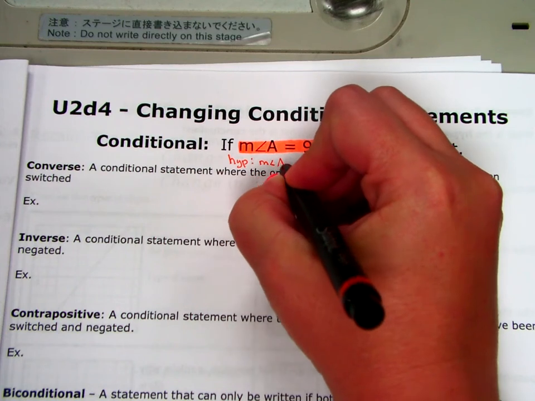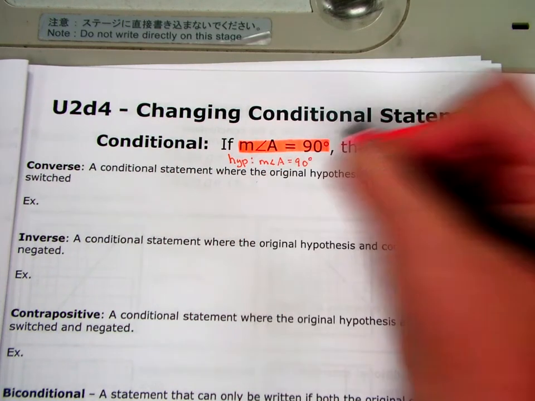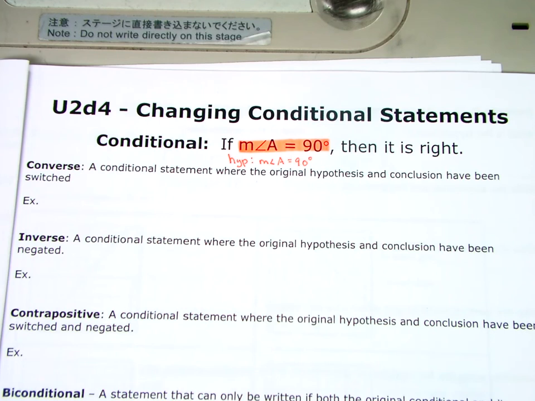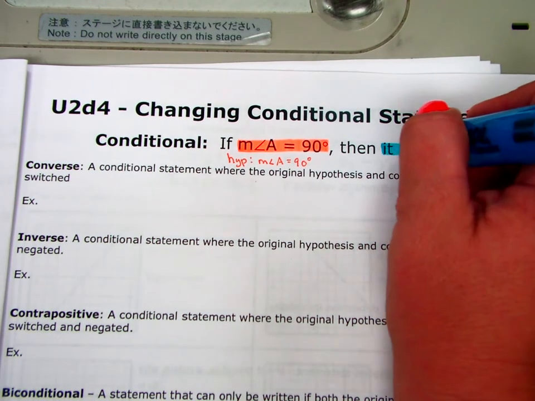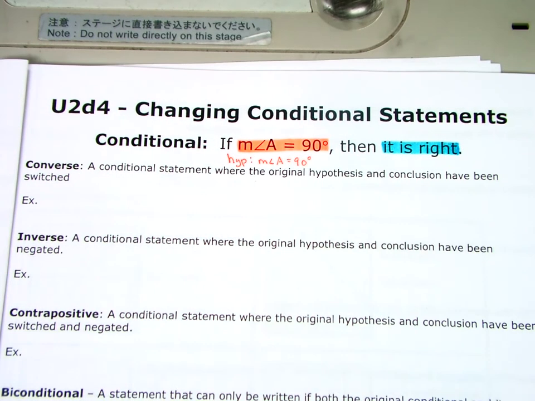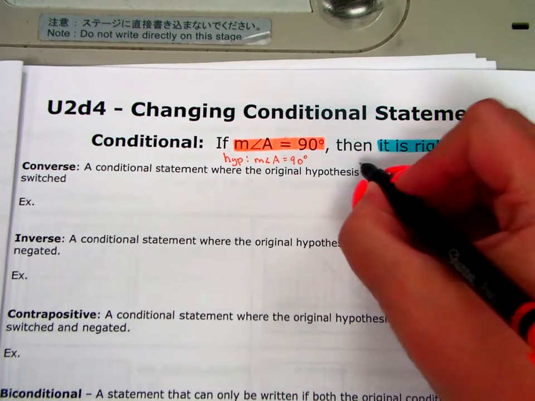The measure of angle A equals 90 degrees. What's my conclusion? The measure of angle A is a right angle. Right, because we don't want to say just it is right, so we need to know what we are talking about. We're talking about that angle that we measured in the first part, right? So you could say the measure of angle A is right, or you could just refer to the angle, right? The angle A is right, okay?